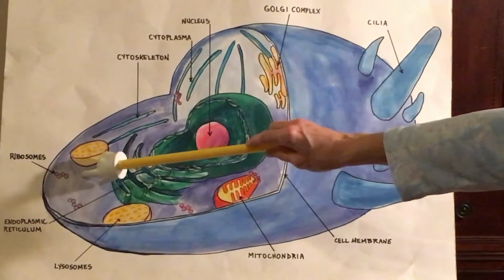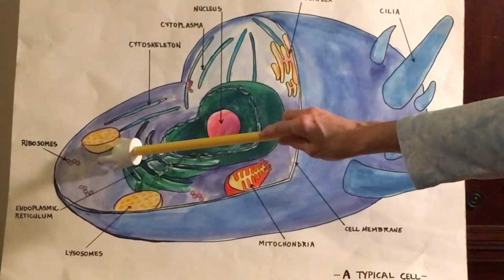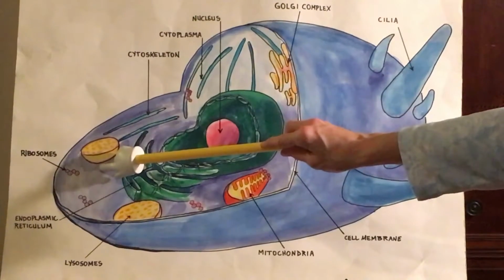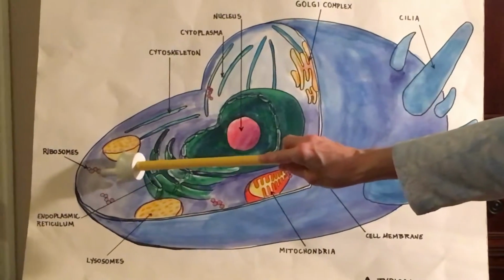Ribosomes, they're spherical shaped, and they contain RNA. That is otherwise known as ribonucleic acid. This is where protein is synthesized for the cell.